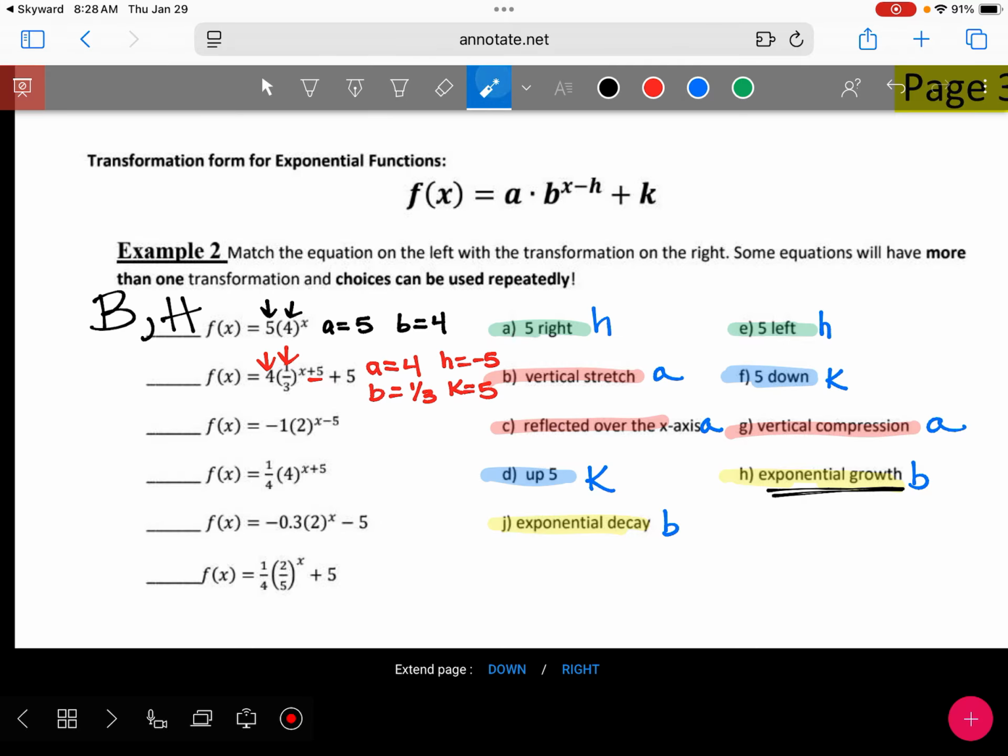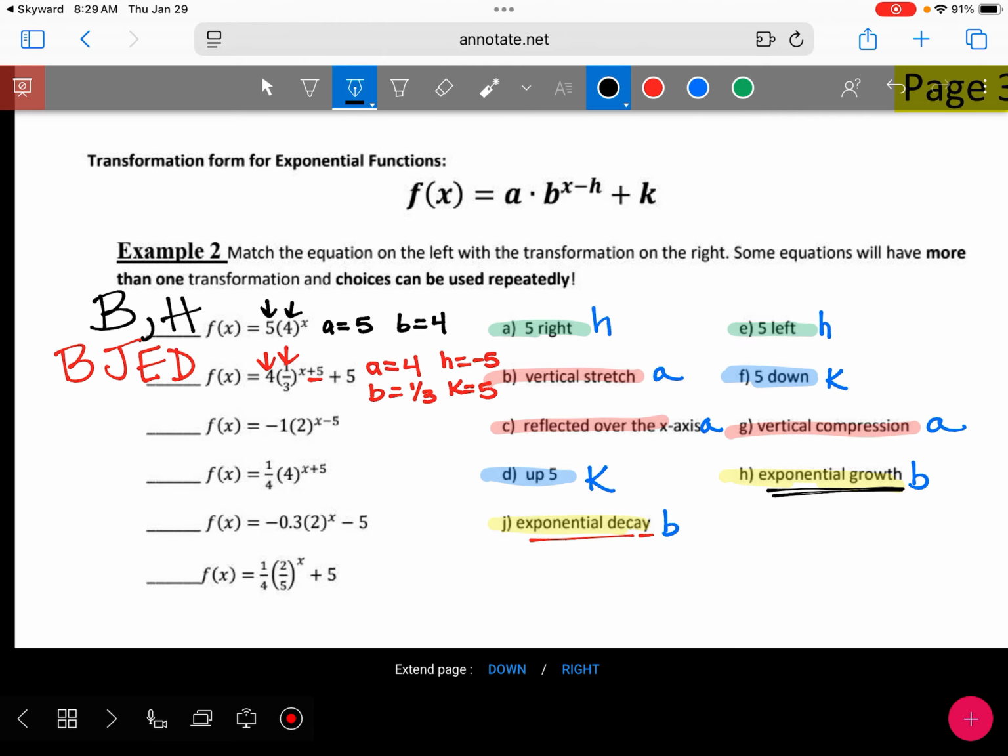Okay, A is 4. So A is 4. I'm using one of these pink ones. So I'm gonna use stretch. So this is gonna stretch, so B. B is 1/3, which means it's going to decay. So J. H is negative 5, which is going to move it to the left, which is E. K is positive 5, which moves it up, D. Those are your answer choices.